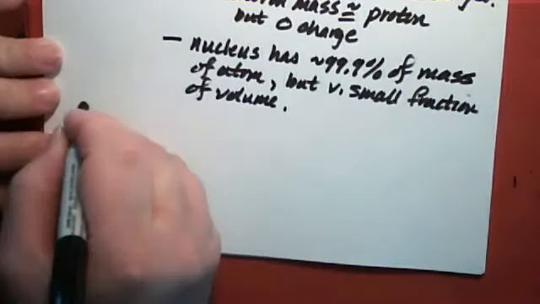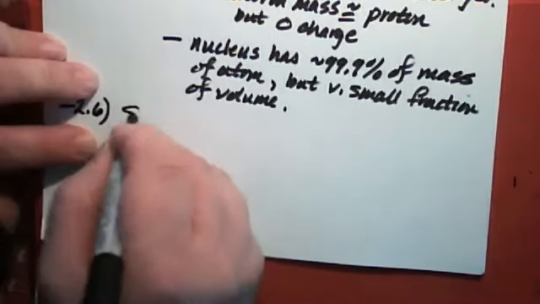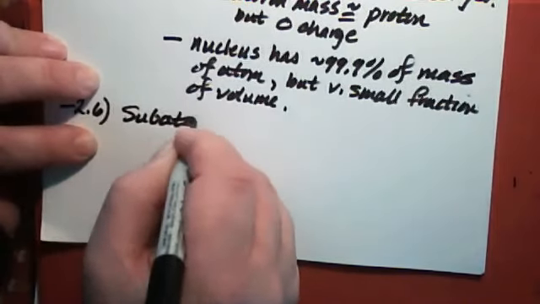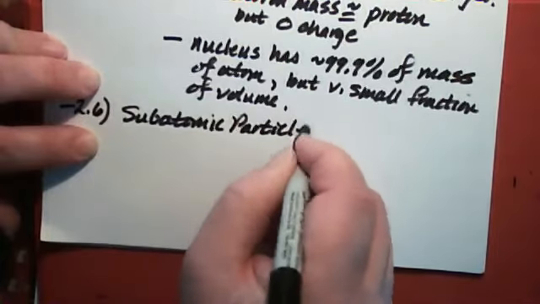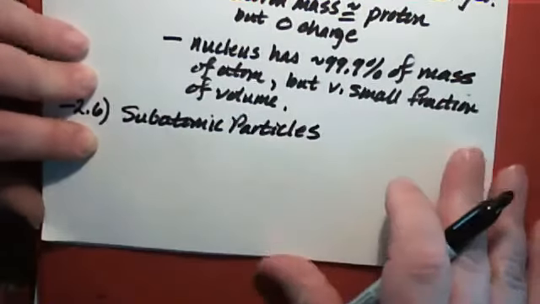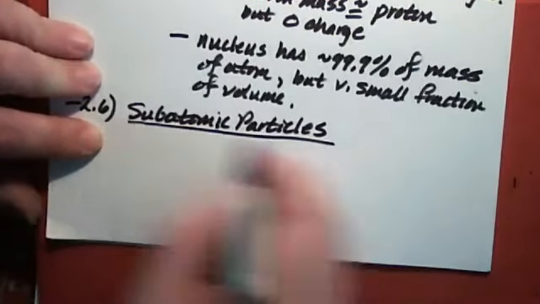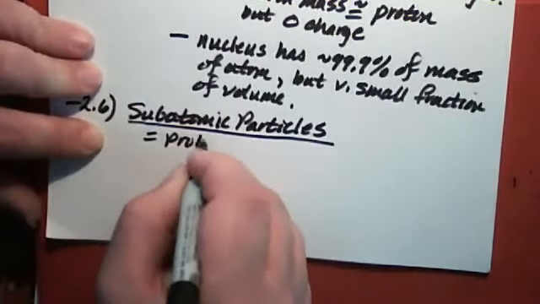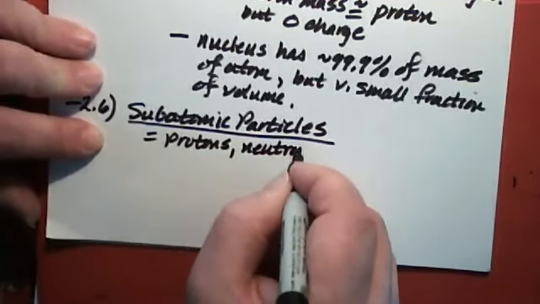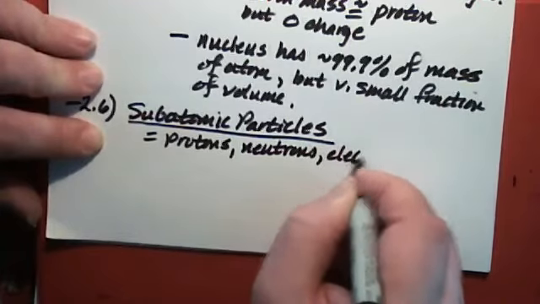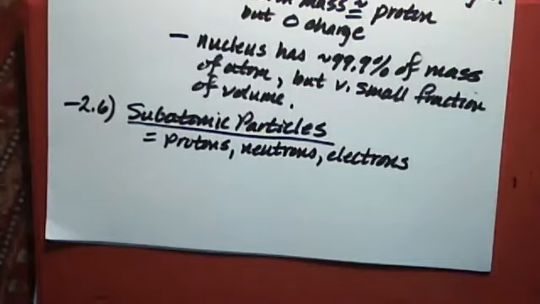Anyway, now that we're getting close to what we think of today as the real structure of the atom, we can start talking about the subatomic particles. The subatomic particles, of course, are protons, neutrons, and electrons.